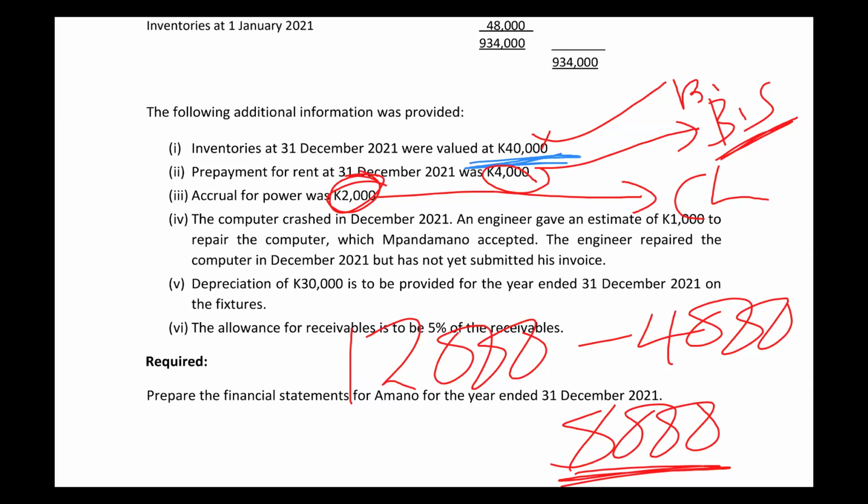That applies the same to this 1,000 here for the crashed computer, where somebody repaired it, but they have not yet claimed the amount. Is that clear? Then the 30,000, I think I've already explained. This is an expense. It will go in the profit and loss. It's a depreciation on the fixtures, on the non-current asset.